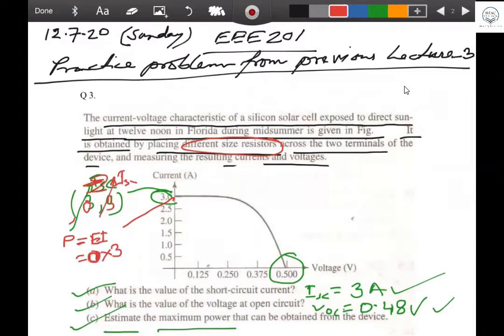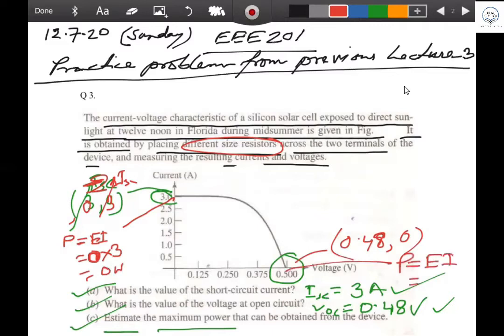And this value is your 0.49 or 0.48, and 0. This is the point (0.48, 0), and the other point is (0, 3). So 0 into 3 means 0 watt. And what is the power at this point? Zero watt as well. 0.48 into 0 is also 0 watt. So in both cases it is 0 watt, because at one the voltage is 0 and at the other the current is 0. That's why the power is 0 at the beginning and 0 at the end.